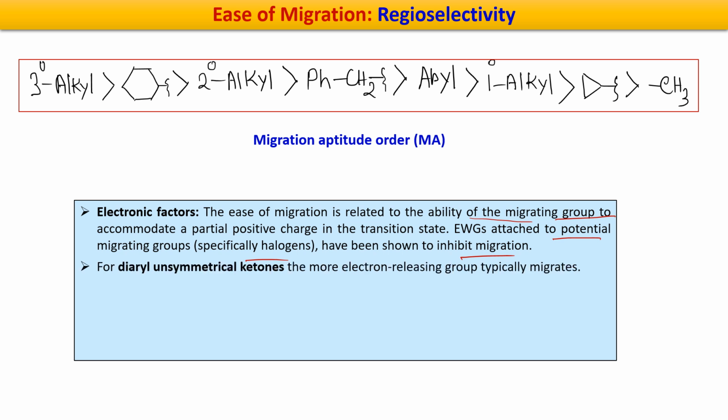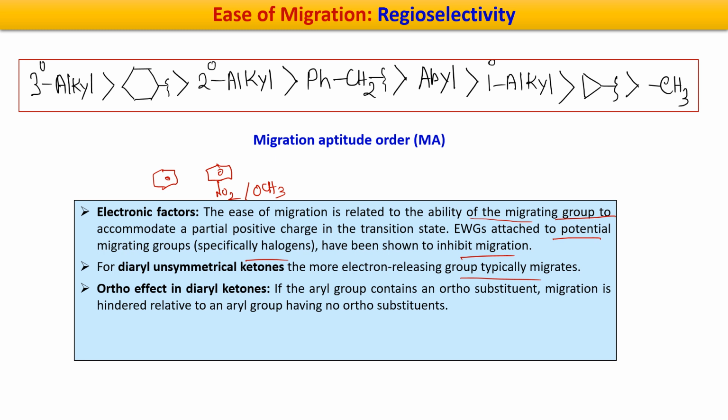Now for diaryl unsymmetrical ketones, suppose on one side we have simply Ph and on the other side we have a substituted Ph, or it may be some OMe group. So the more electron releasing group will typically migrate. So if it is Ph and a substituted Ph, obviously Ph will migrate. If it is Ph and OCH3 substituted Ph, then this OCH3 substituted Ph will migrate, right? So that is mentioned here. And suppose there is an ortho group, that is the ortho effect in diaryl ketone.